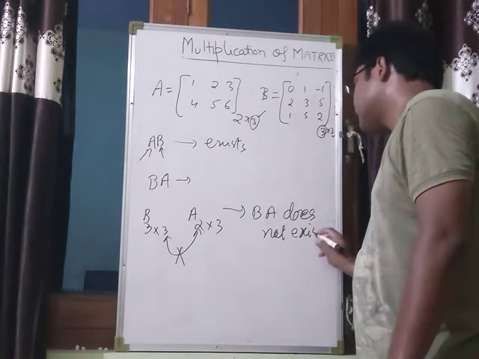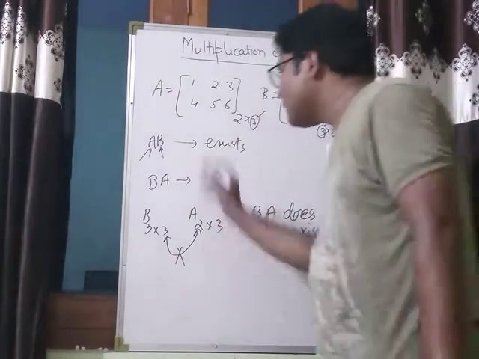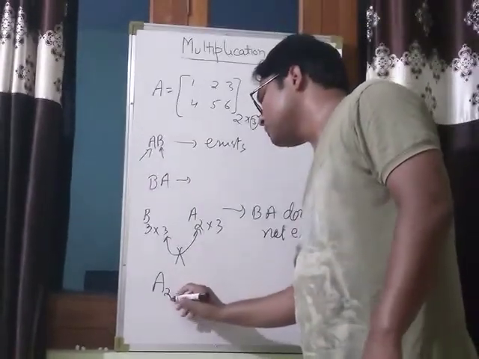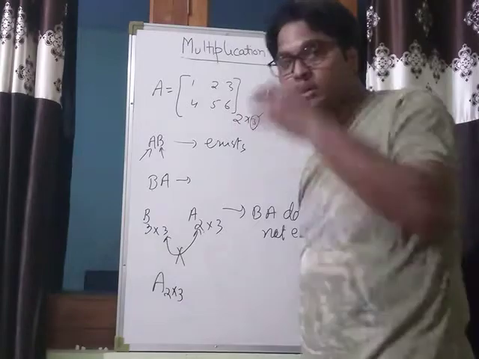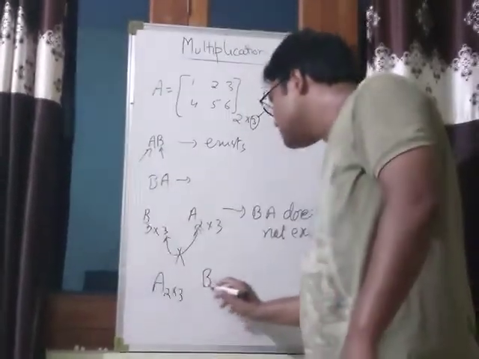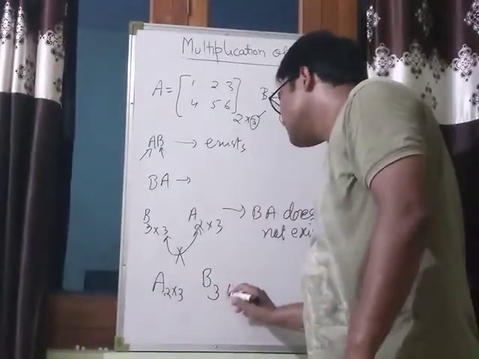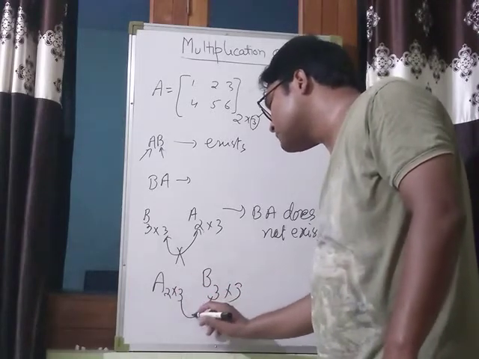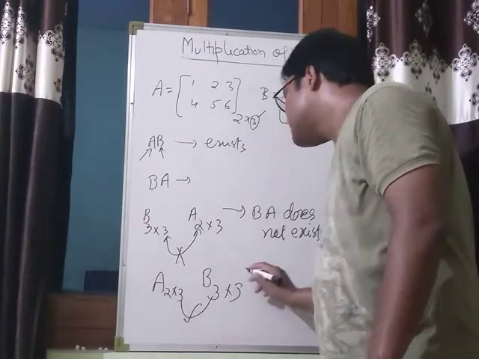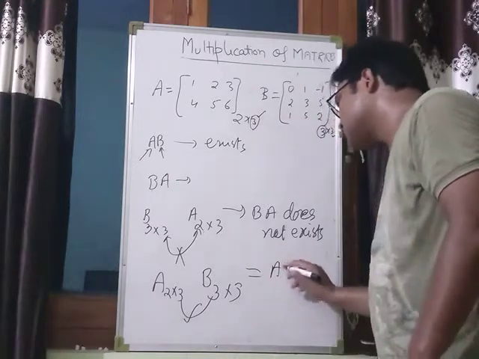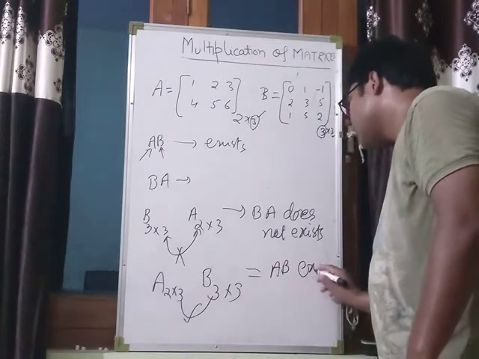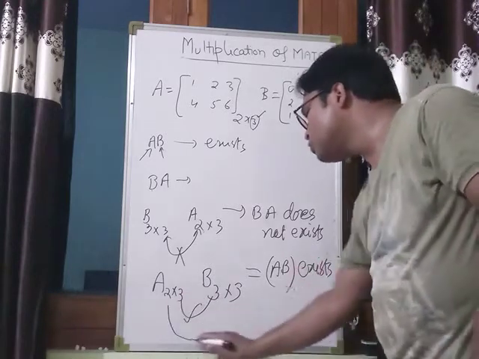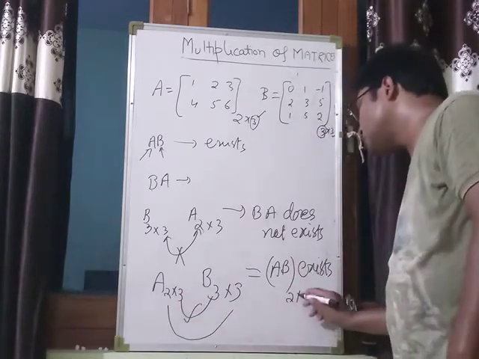Okay? And in the case of AB, A is a matrix of order 2 by 3 and B is a matrix of order 3 by 3. So its number of columns and its number of rows are equal. That's why AB exists, and its order is what? 2 by 3. Got it, everyone.